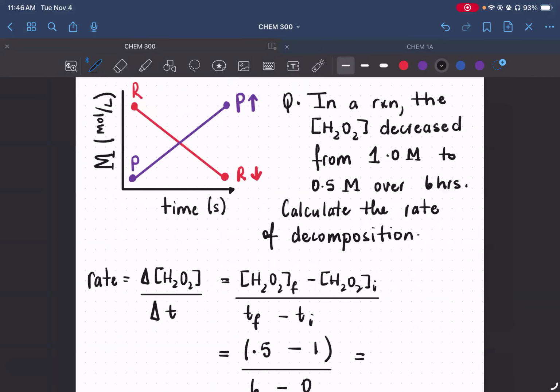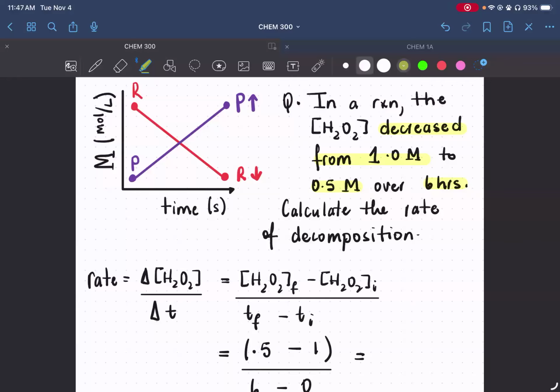Well, think about the wording of the question. It told you that the chemical decreased from 1 to 0.5. So clearly the initial amount was that 1 molar. The final amount was 0.5. And it took place over 6 hours. We don't necessarily need to know the starting and end time.